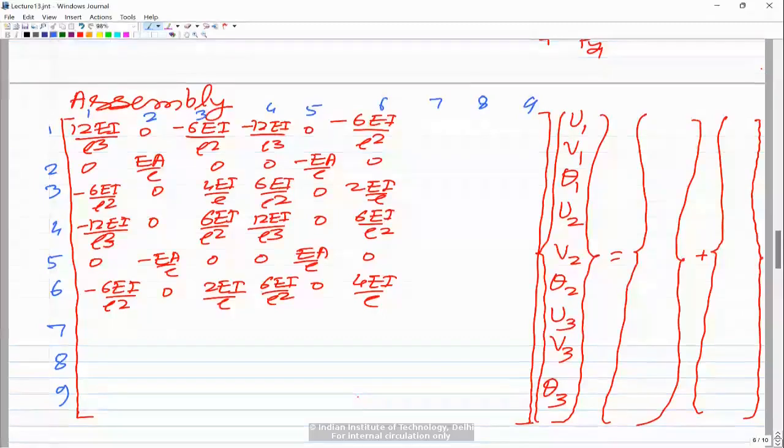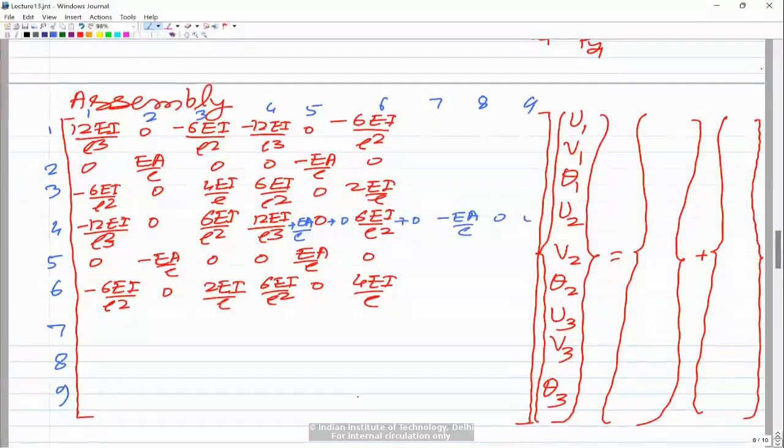So you will find here we will have this EA by L. This is the contribution of the first element. Here we will have plus 0. The blue colors are for the stiffness matrix of the second element. So here also we will have 0, and then minus EA by L, and then 0, 0. So the first row of the second element is EA by L, 0, 0, minus EA by L, 0, 0. That is getting added over here.